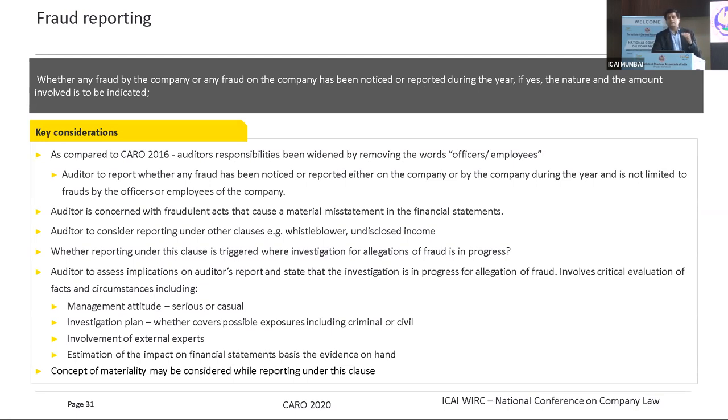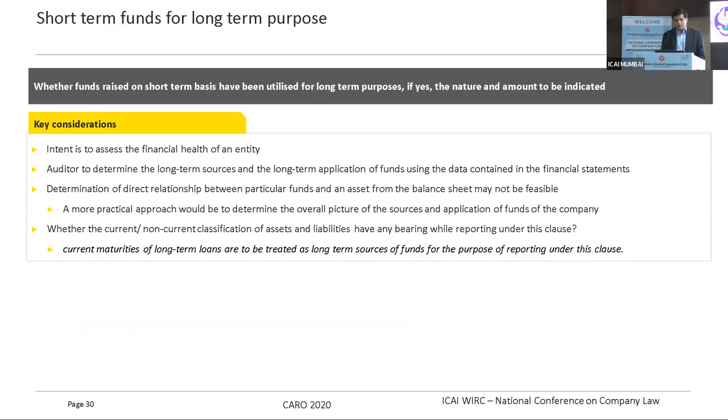Earlier also, the auditor used to definitely consider the whistleblower mechanism and what are the cases reported. But now there is expressly liability cast under the CARO report also to consider those. So the responsibility is now more on the auditor to ensure that all the cases which are reported in whistleblower are gone through by him, right?